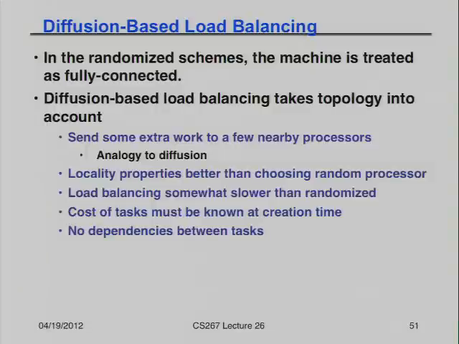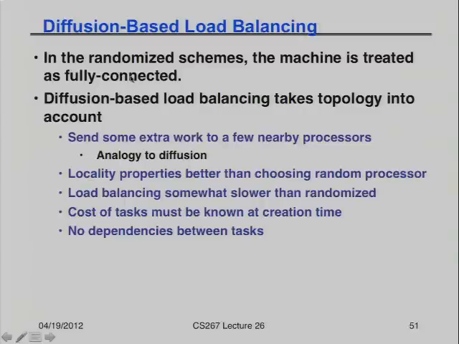One of them is called diffusion-based load balancing. So far, I've been saying you pick another random processor and you throw the work over there. Now, on real distributed memory computers, it could cost a lot more to send work to somebody far across the machine than to your nearest neighbor. So what if we restrict the load balancing to just talking to your nearest neighbors on the network? That's what diffusion is about.